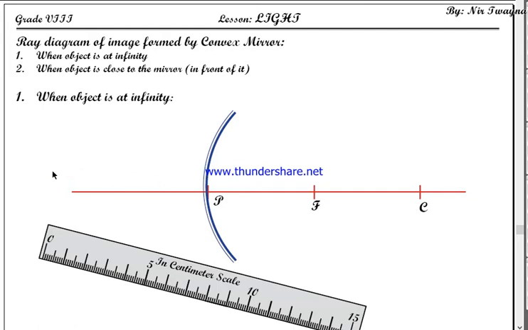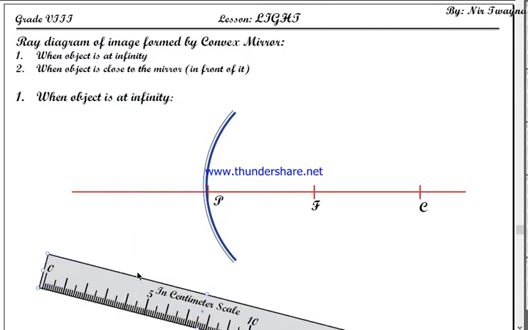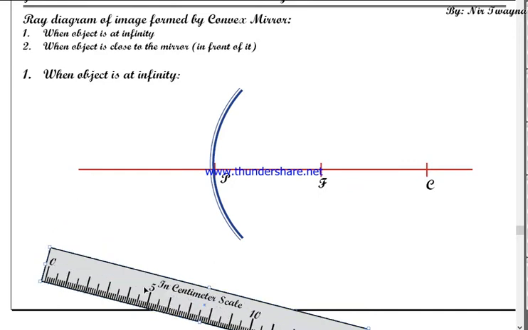And in front of mirror also you can actually distinguish 2 distinct cases. One, when object is close to mirror. 2, when object is far from mirror. Far from mirror means when object is at infinity, and close to mirror means when object is in front of mirror. We are going to discuss these two cases. So in case number 1 we are going to discuss about the object at infinity.